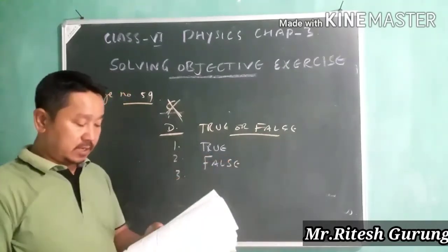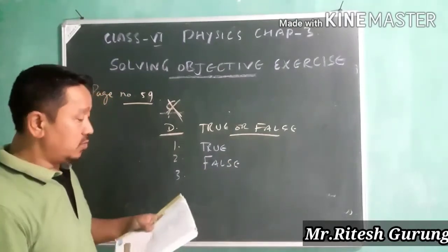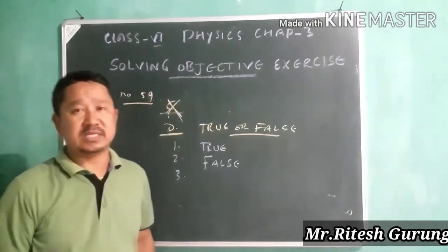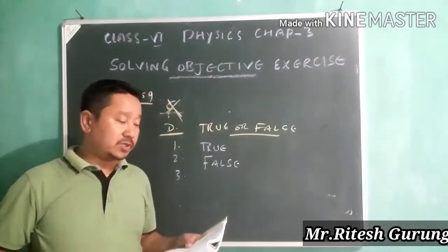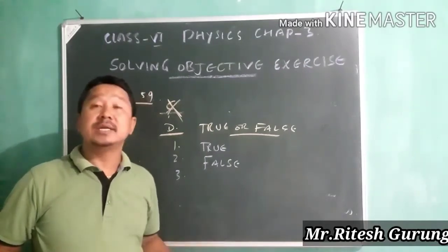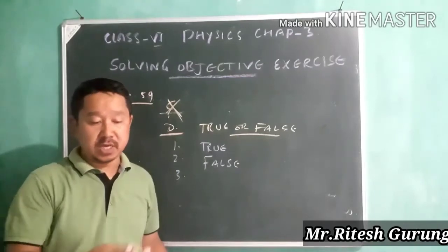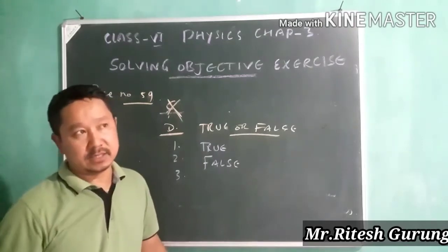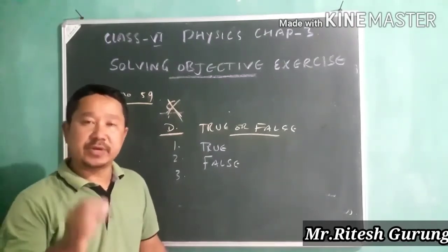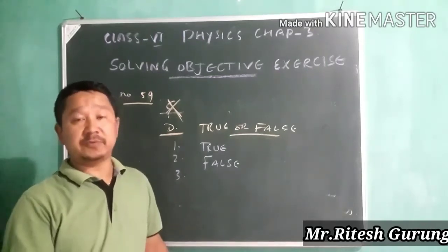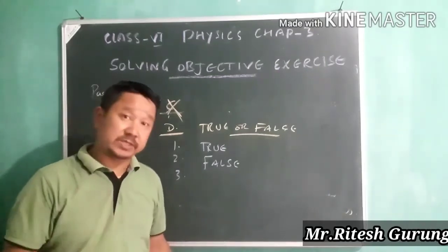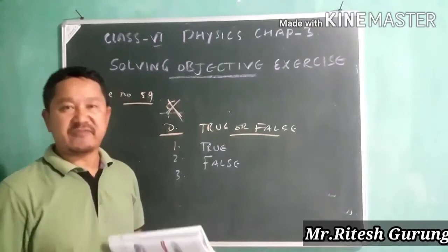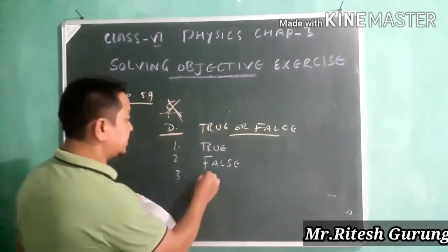Okay. Then number 3, the force of friction does not depend on the nature of surface. That's a very wrong statement given out here. We discussed last time, if the surface on which something is coming in contact is smooth, the frictional force will become very less. But if the surface is very rough, more friction is formed. So what matters here? The nature of the surface. So the given statement is false.